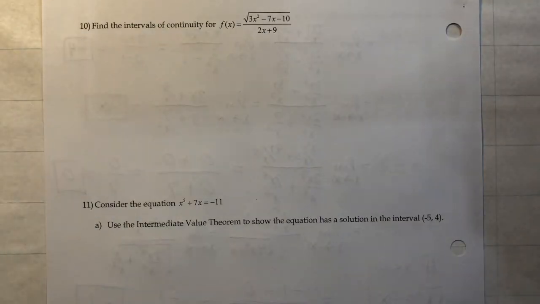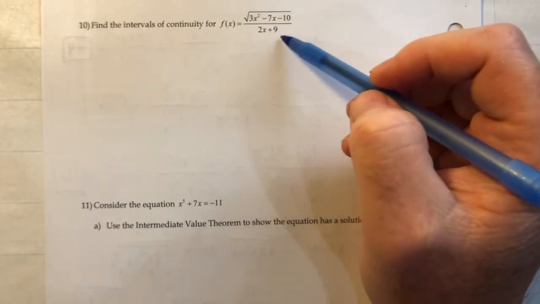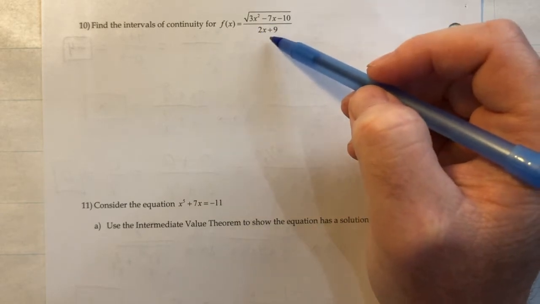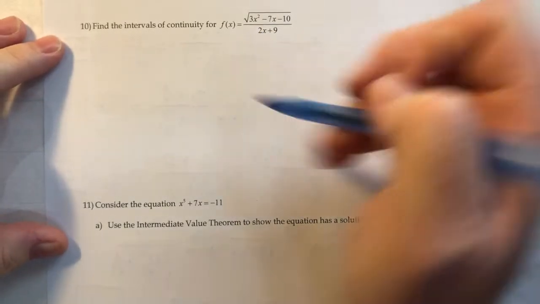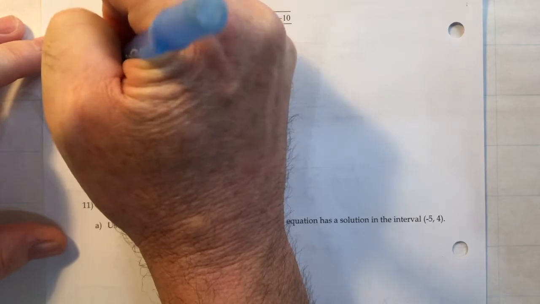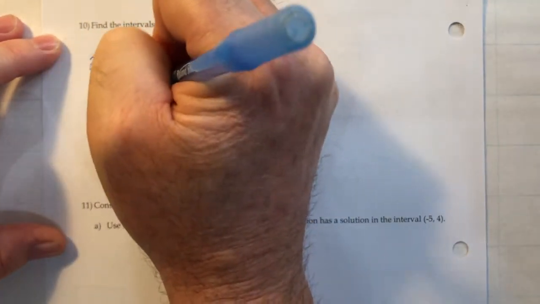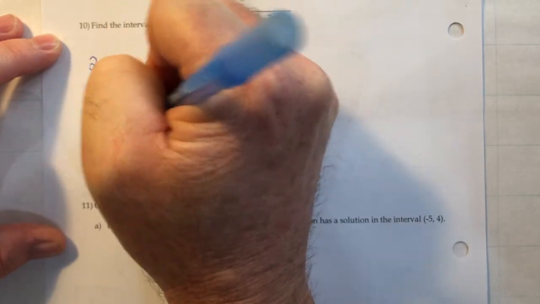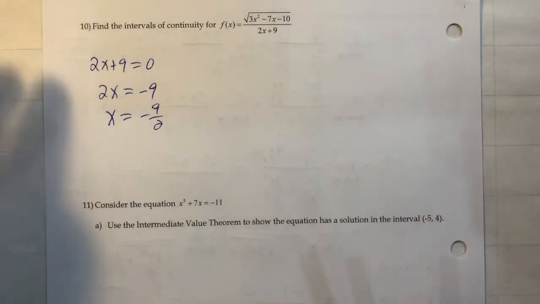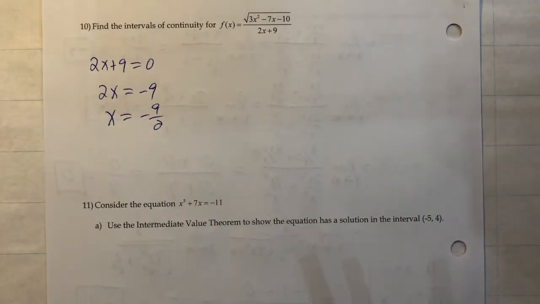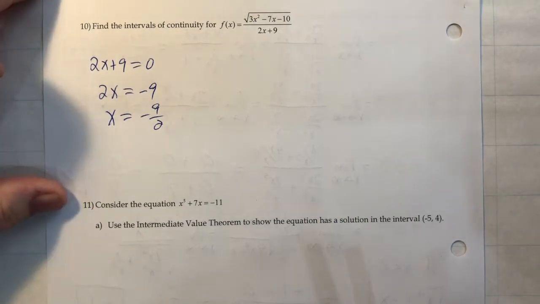All right, on to number 10, find the intervals of continuity for this function. So let's see, we've got kind of a divisor down here, so that can't be 0 or else we'd have a discontinuity. So if 2x plus 9 equals 0, which means 2x equals -9 or x equals -9/2, then we will get a 0 denominator, and that means the function's not defined there, so that's a discontinuity for sure.